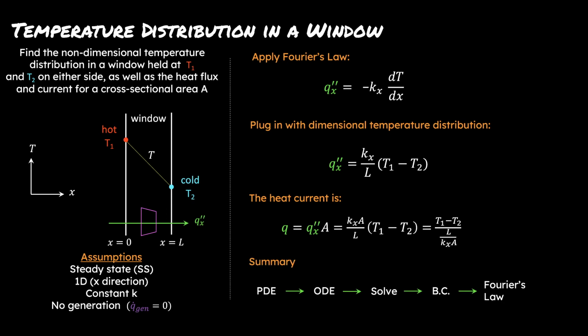So to summarize our strategy, we started with the PDE, we applied assumptions to make it into an ODE, we then solved that ODE, subject to our boundary conditions, and then applied Fourier's law. And this is a very general trajectory for these sorts of problems that you will see time and time again.